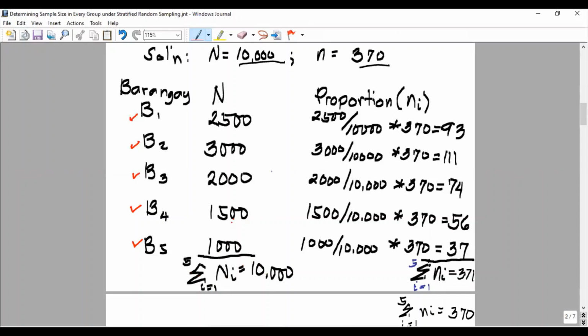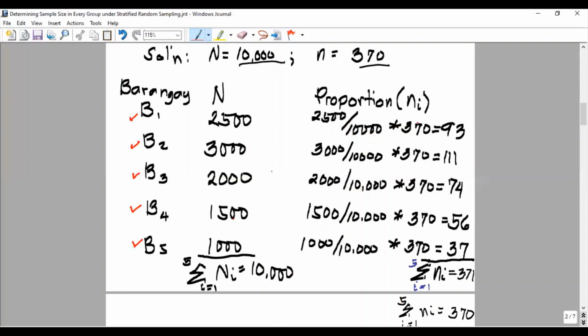In the third column, it shows the proportionality of sample size based on the population per barangay and the total population. So in the first barangay, B1, since our population in B1 is 2,500 and our total population is 10,000, we divide the population in the barangay by the population times the sample size. So we have 2,500 all over 10,000 times 370, which is equal to 93.